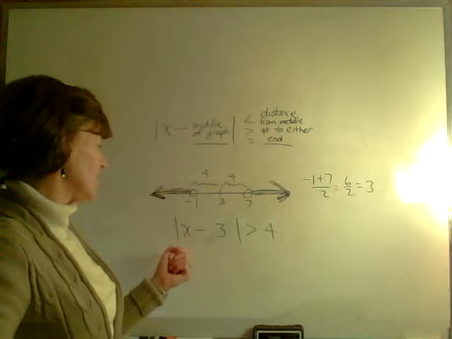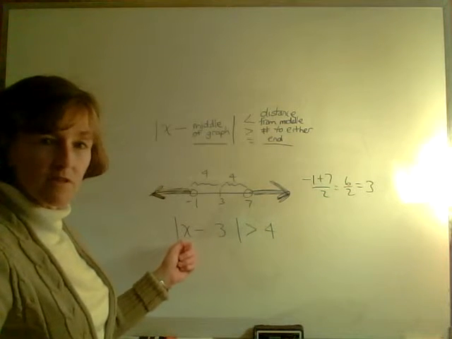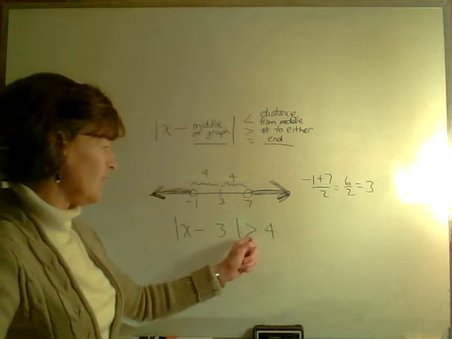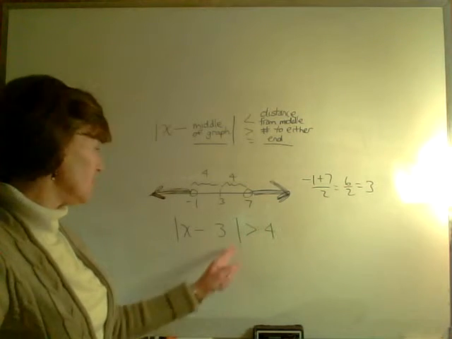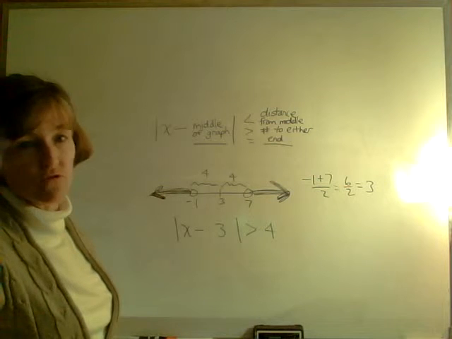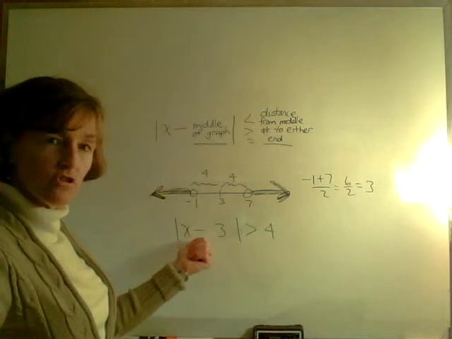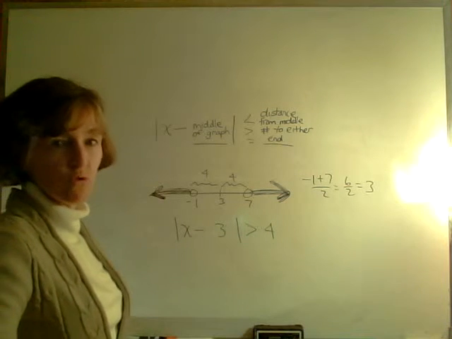This means that the distance from my number to 3 is at least 4. Well, no, it's more than 4. At least would include 4. So the distance from my number to 3 is more than 4.